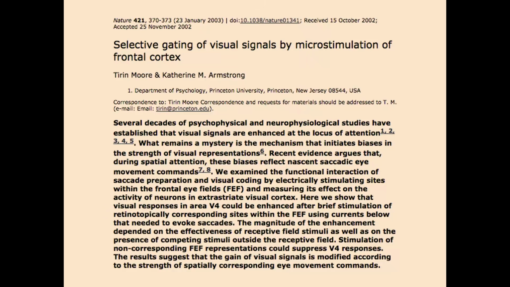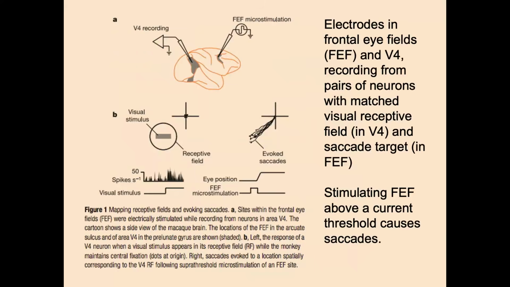So just to give you a taste of some of what we know about this, this is a pretty interesting study by Tirin Moore, who was once a postdoc here in BCS and is now a professor at Stanford. And in this study, they looked at the effect of stimulating in a part of the brain that controls eye movements on visual responses in visual cortex. Okay? So we haven't really talked about the brain circuits that control eye movements.